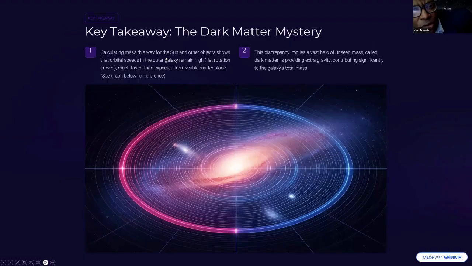One, calculating mass this way for the Sun and other objects shows that orbital speeds in our galaxy remain high, flat rotation curves, as you saw, much faster than expected from the visible matter alone. Two, the discrepancy implies a vast halo of unseen mass called dark matter. Right.